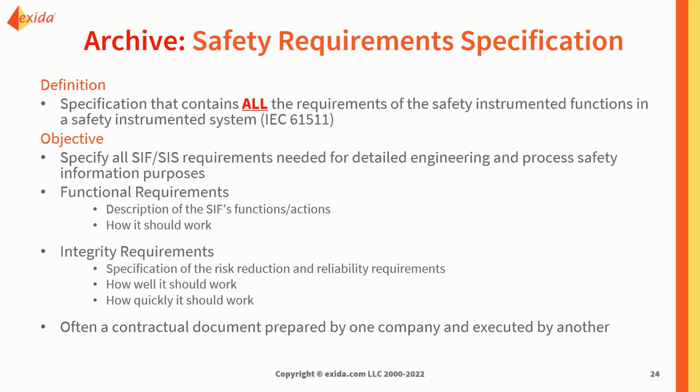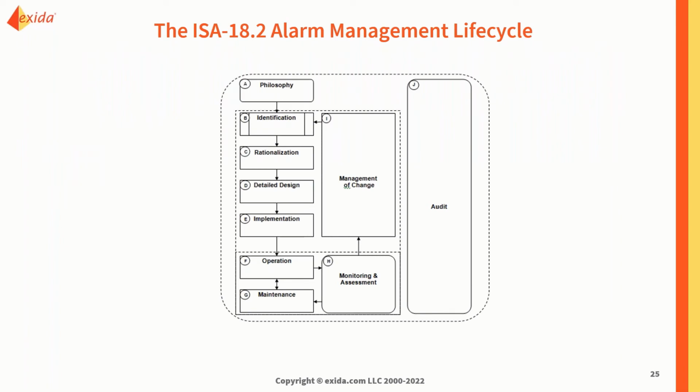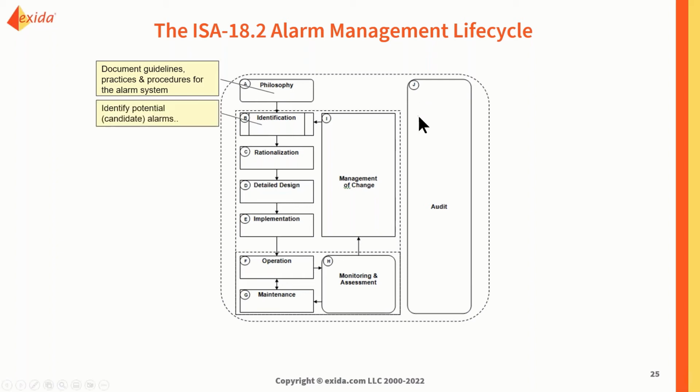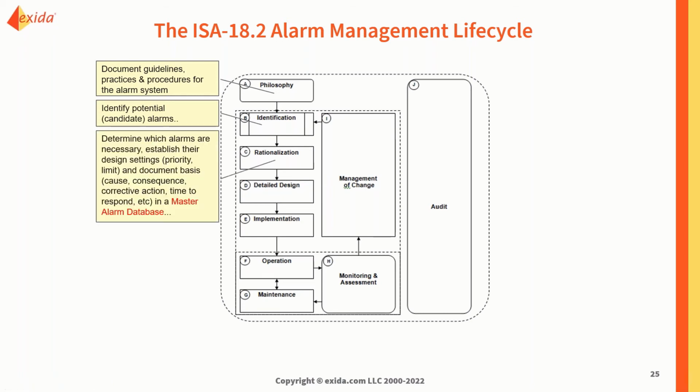Now let's go into the alarm management lifecycle. The alarm management lifecycle is associated with ISA 18.2. Again, everything starts with a plan, the philosophy document. Basically, it outlines all the guidelines, practices, and procedures of your alarm system. And after you have set out those guidelines, then we try to identify those alarms. Usually it's a download of those alarms.